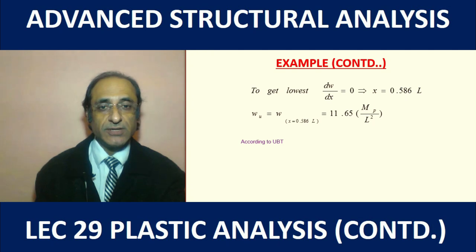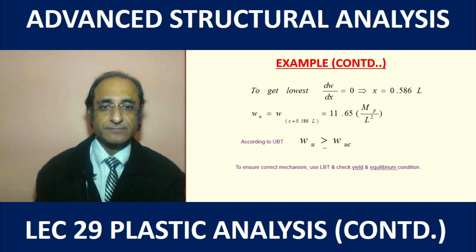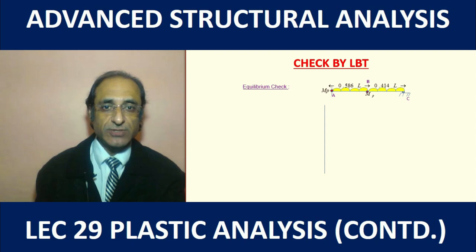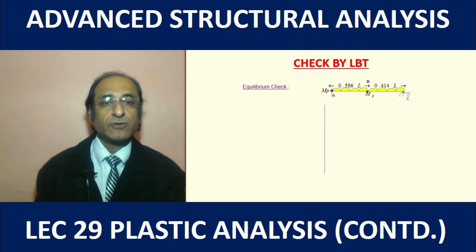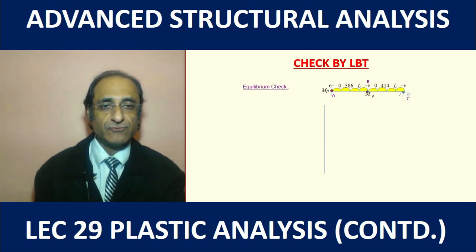Now according to the upper bound theorem, this load could be greater than or equal to the actual collapse load of the structure, and to ensure that we have identified the correct mechanism, we need to use the lower bound theorem and check for the yield and the equilibrium conditions. So let's do that. First we do the equilibrium check. So how do we do the equilibrium check? Typically what we do, we divide the structure into two parts and independently work out the reactions, and then we check for the overall equilibrium of the entire structure.